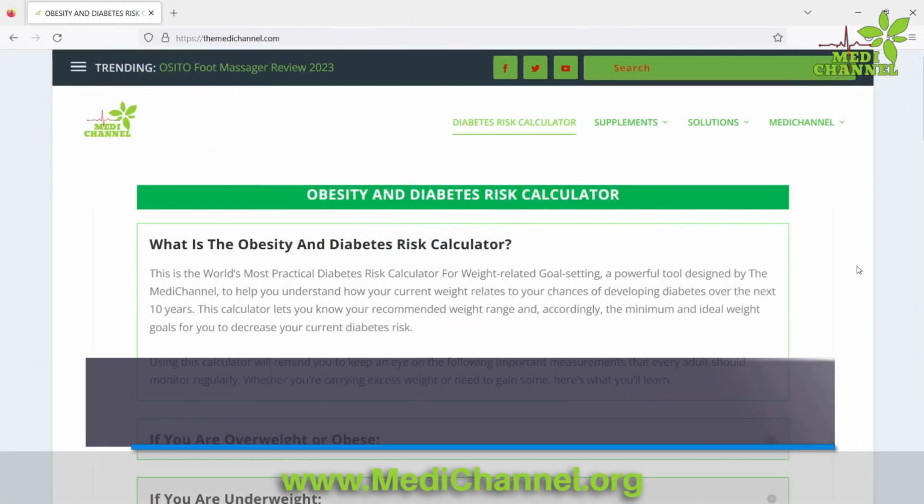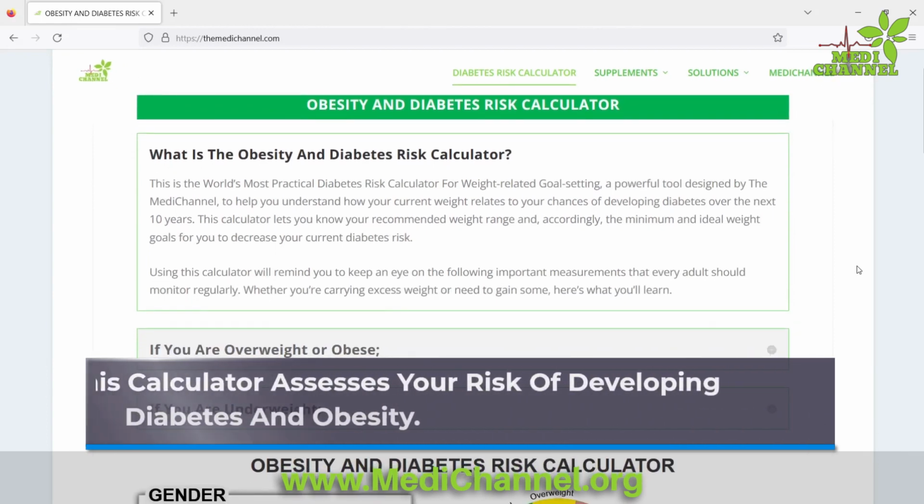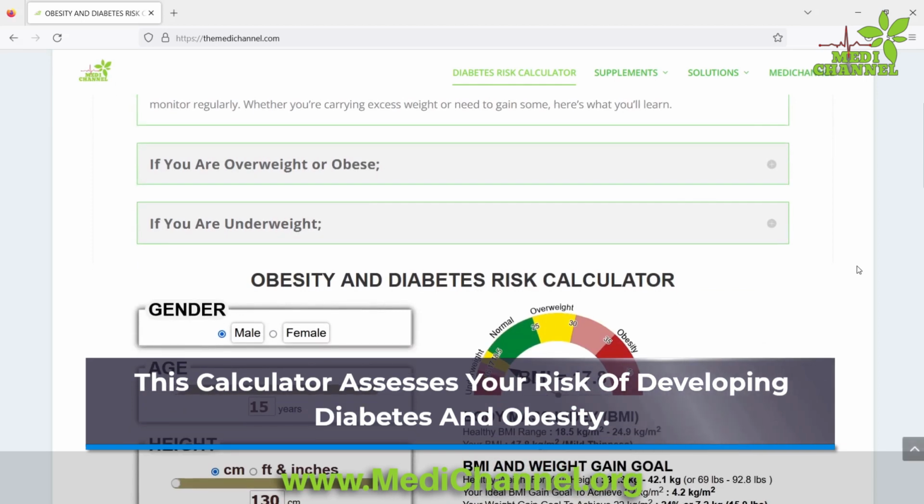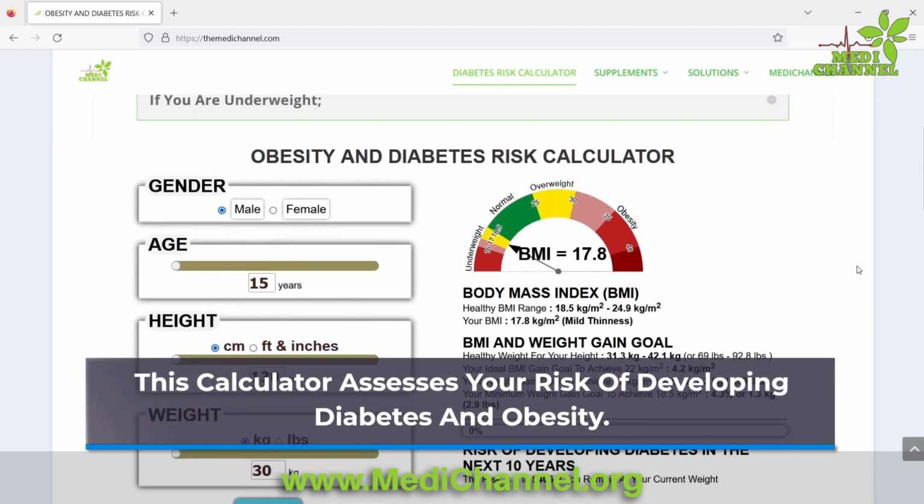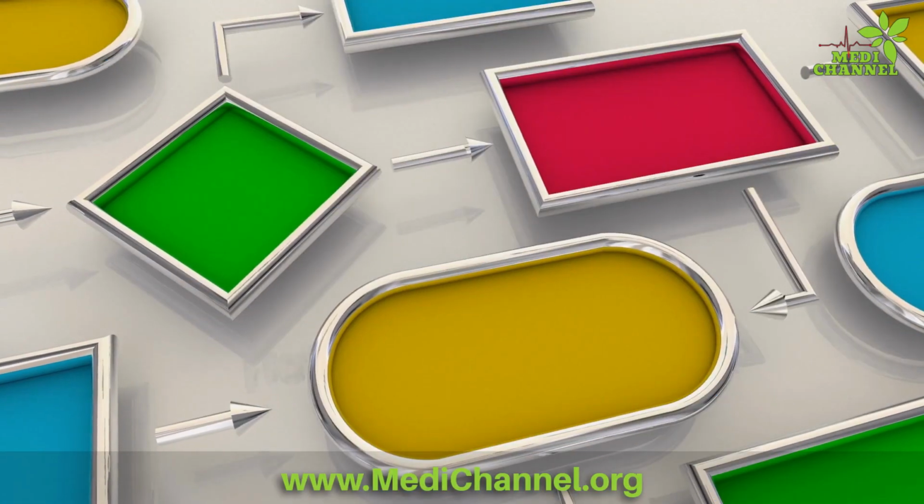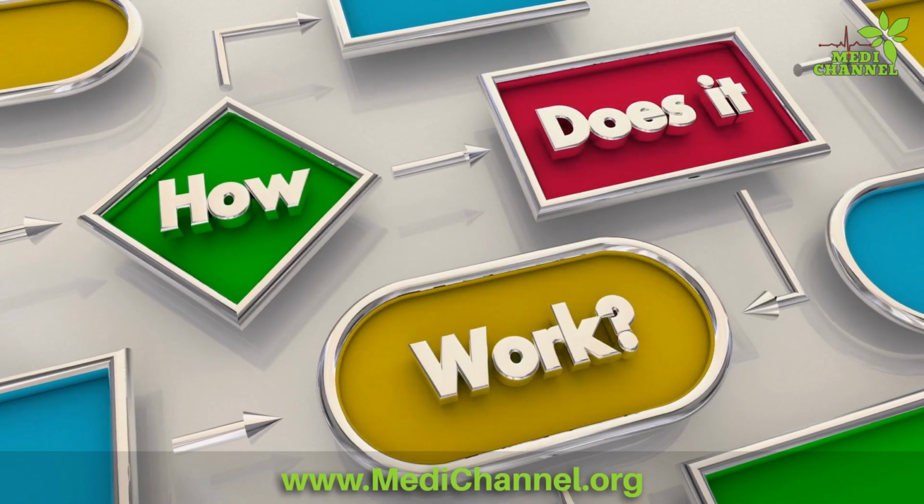First things first, let's introduce you to our amazing risk calculator. It's a powerful tool designed to assess your risk of developing diabetes and obesity. But how does it work? Let's find out.